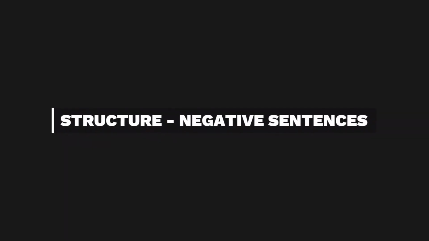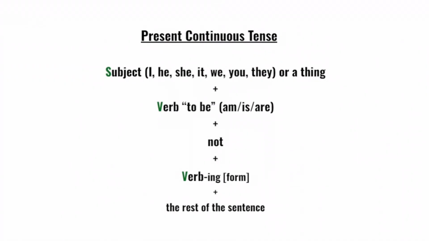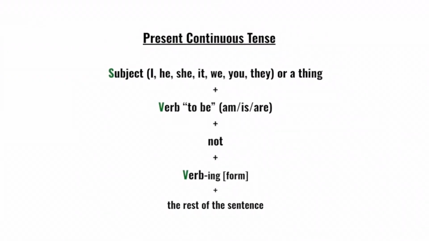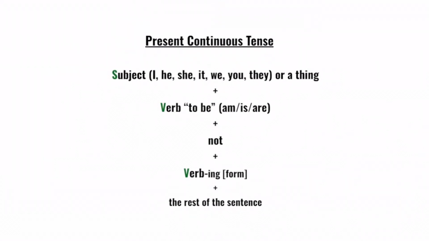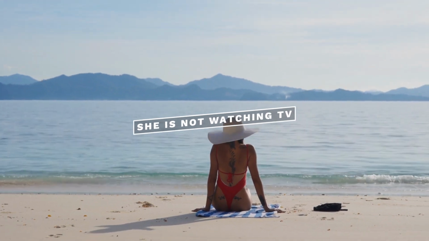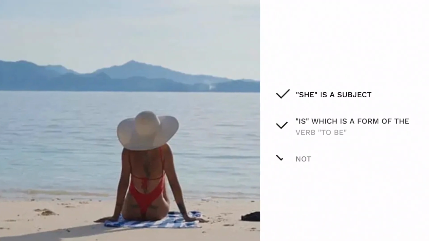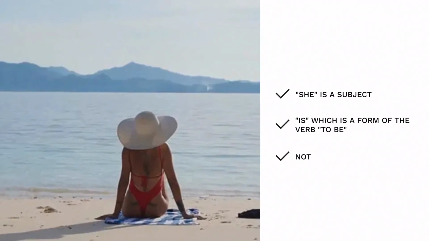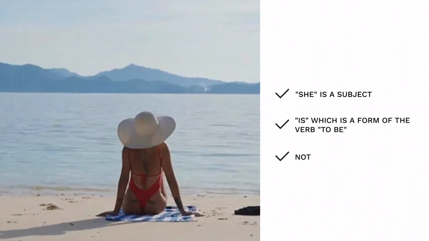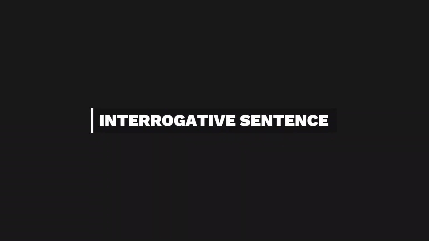Structure for negative sentences. For negative sentences, use this structure. A subject plus am, is, are, plus not, plus verb with ing form, plus the rest of the sentence. Here's an example. She is not watching TV. She is a subject. Is, which is a form of the verb to be, plus not, plus verb with ing form, which is watching.